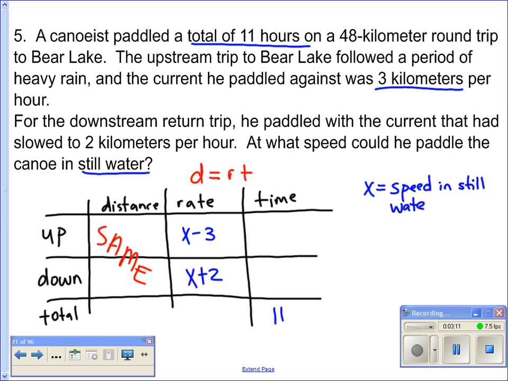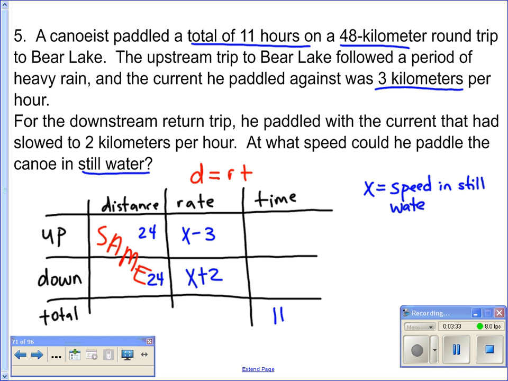And then we need to fill in a little more information in order to be able to work this out. So we're going to think about another version of this here. And let's see, we have 48 kilometers. So since the distances are the same, we know we were going 24 and 24, right?